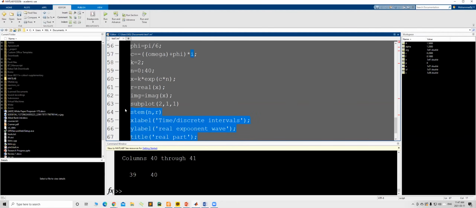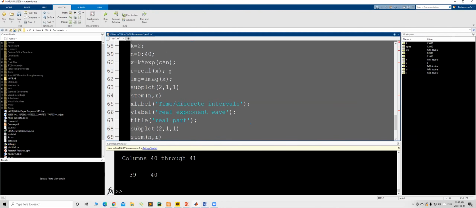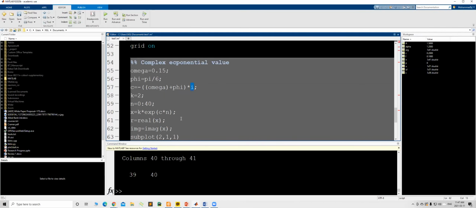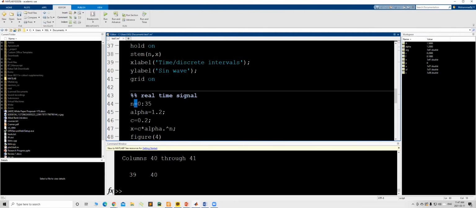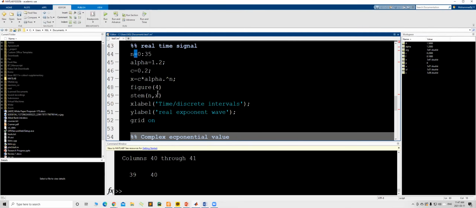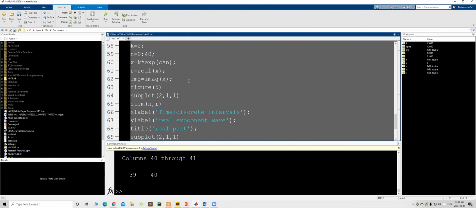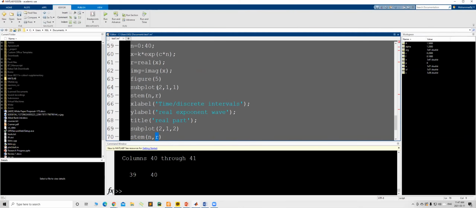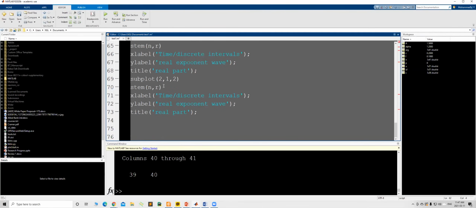Then I will simply copy this part and paste it again. Did I put the figure? Which figure is this? I think it is figure number 4. I hope it will not conflict with any. No, it is figure number 5. So figure number 5, and then it is subplot 2, and then it is the IMAG part. I will put it here, and this is the imaginary part. Then copy, paste, and run it.